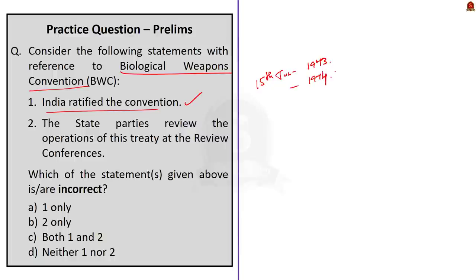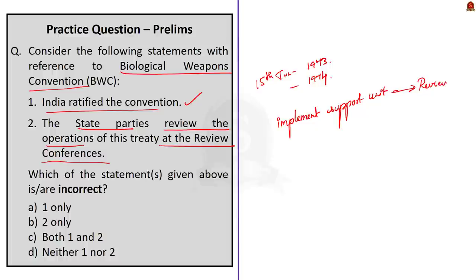Now the second statement, the state parties review the operations of this treaty at the review conferences. See, the implementation support unit is responsible for the administration of official BWC meetings, that is the Biological Weapons Convention meetings. One such meeting is the review conference. During the review conference, the state parties review the operations of the treaty. So far, 8 review conferences have been held. So here, statement 2 is also correct. See, the question asked us to find the incorrect statement. You have to be very careful while attempting a question like this. See, both the statements are correct. So what will be the answer here? Yeah, exactly. The option is option D, neither one nor two, because both of the statements are correct. There are no incorrect statements in this question.